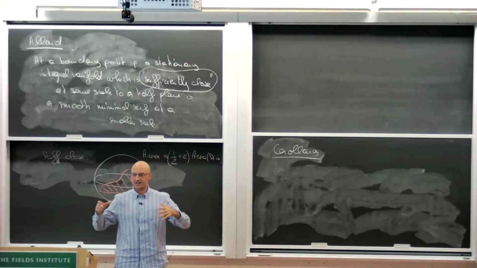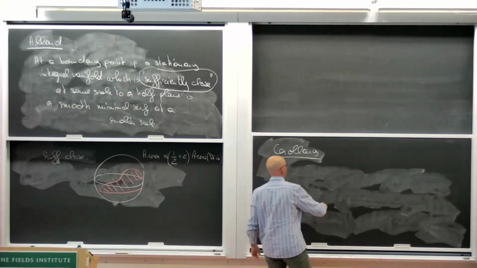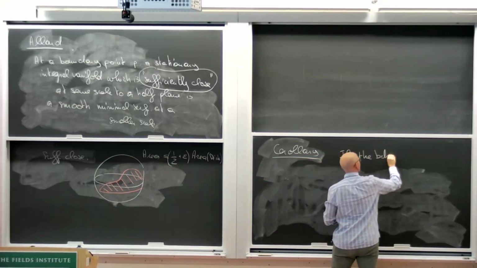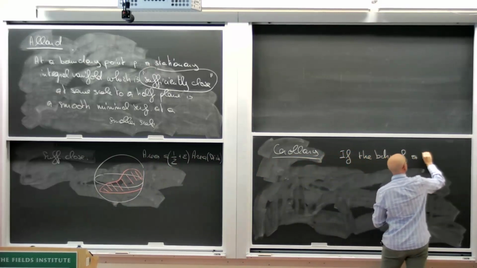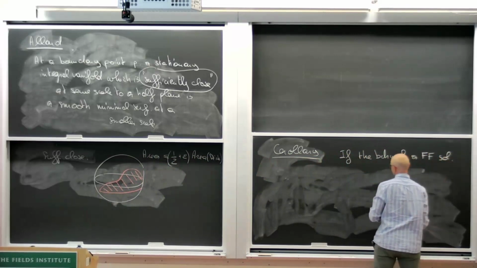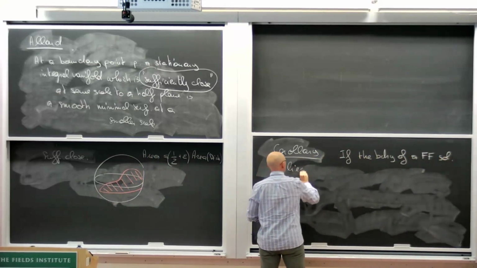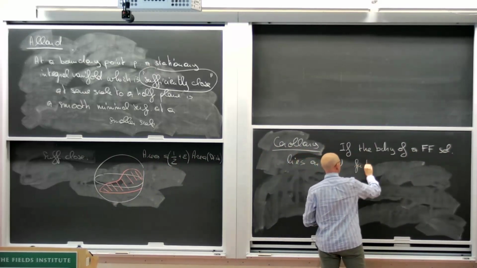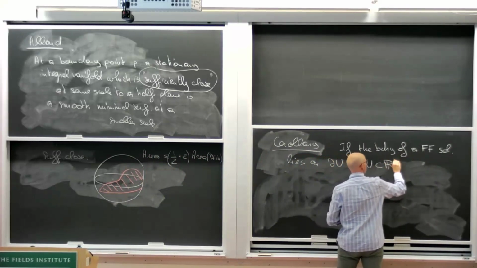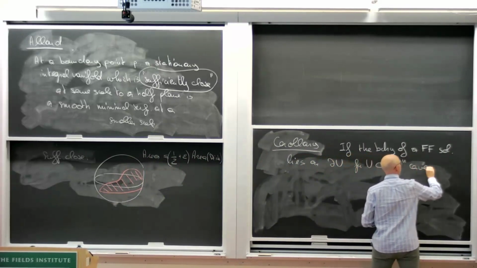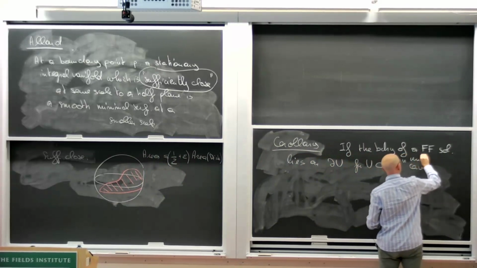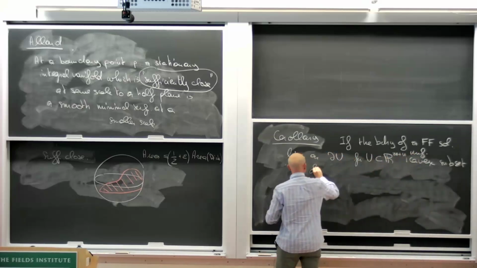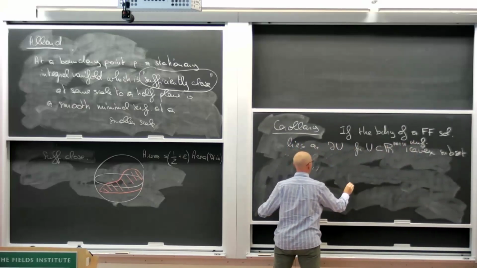So if you're looking at a Federer and Fleming solution, so if the boundary of a Federer and Fleming solution lies on the boundary of U, for U actually inside R^(m+n), convex, let me say uniformly convex subset. So you have a picture like this.